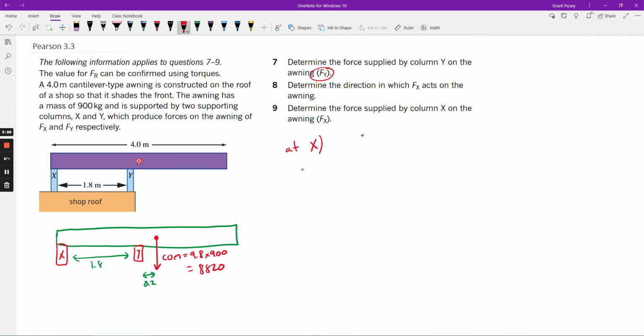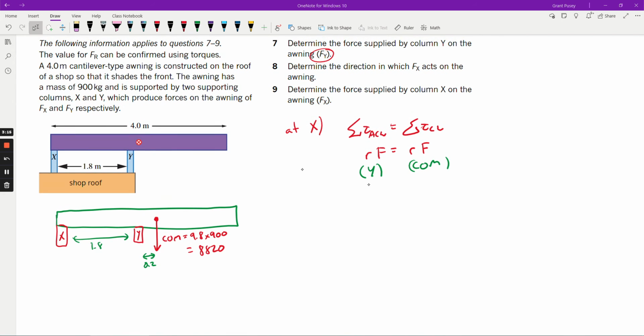So at X, you can say that the sum of all the anticlockwise moments must equal the sum of all the clockwise moments. Because they're all perpendicular, you don't have to worry about any sine thetas. So I'm just equating the torque from the anticlockwise. It'll have to be Y that's acting, because you know the center of mass is acting down, which is acting clockwise. So you know that this is going to be acting in a clockwise direction, and therefore this must be acting in an anticlockwise direction, opposing that moment.